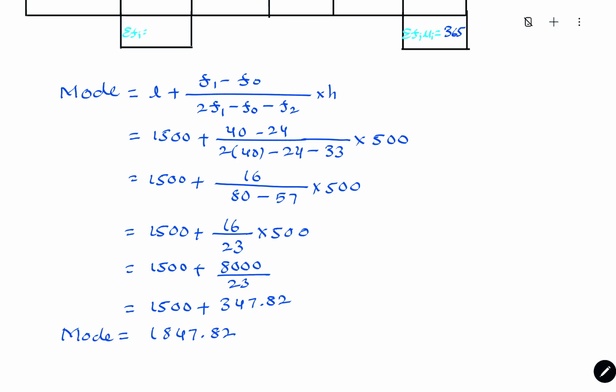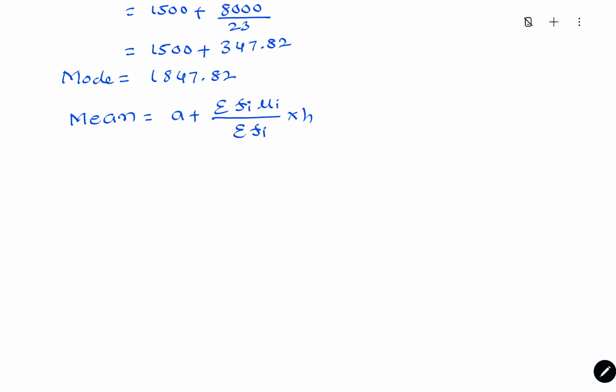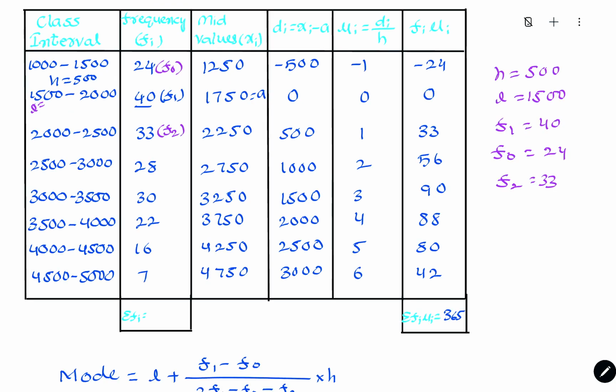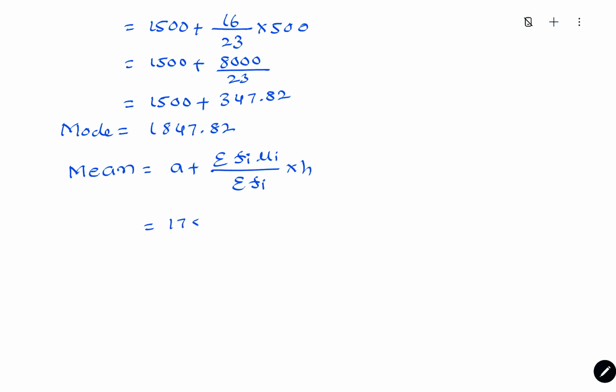Now find the mean value. Mean is equal to a plus sigma fi ui by sigma fi, into h. Here sigma fi ui is 365. Sigma fi, if we add these frequencies, we get 200. Now substitute these values in the mean formula. Here a is equal to 1750 plus sigma fi ui is 365. Here sigma fi is 200. Here into height 500. Here two zeros cancel.